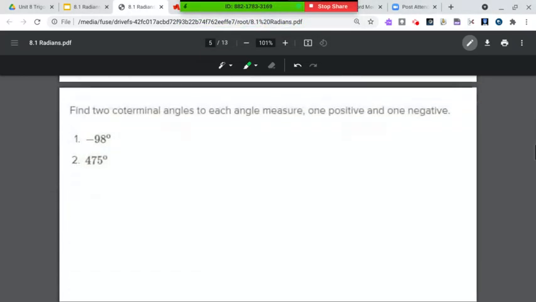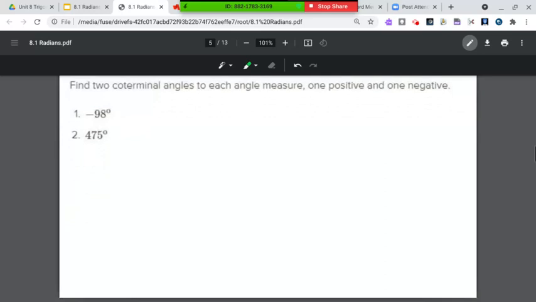Okay. Find two coterminal angles to each measure, one positive and one negative. So we're going to start with the first one, which is negative 98 degrees. Okay, it's in a degree measure. So to find a positive coterminal, I'm going to add 360. Negative 98 plus 360.